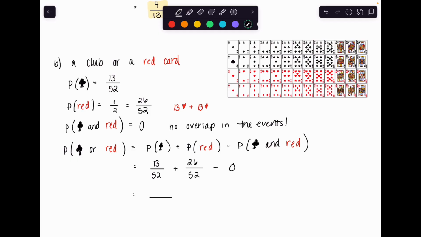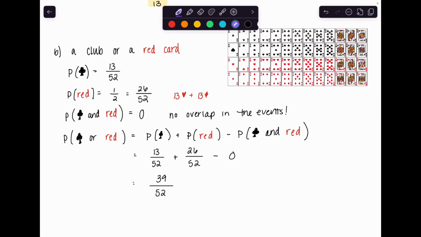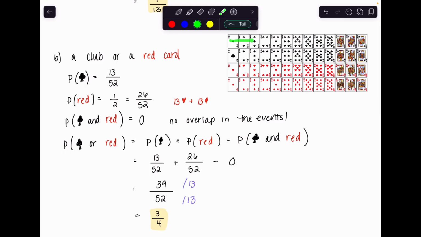If I add these 2 together, my denominator is still 52. 13 plus 26 gives me 39. And then we can simplify. If you take top and bottom and divide by 13, that gives you 3 over 4. So you have a 3 in 4 chance of getting a card that's a club or a red. And you can see that just from up here: 1 whole row, 2, 3 out of 4 rows that are clubs or red cards.